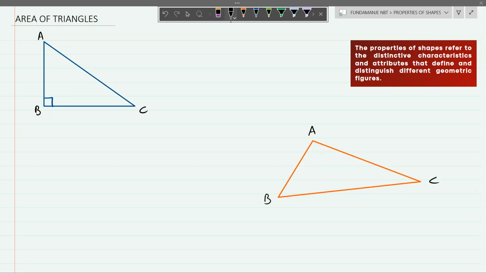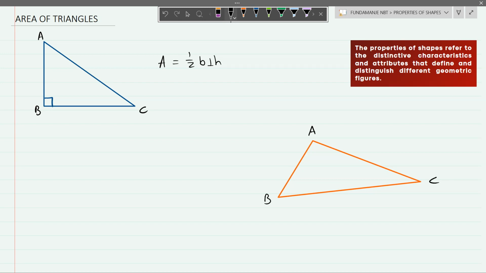Hi, in this video we want to talk about the area of triangles. Now, whenever we're given a right angle triangle, calculating the area is very straightforward because the area of a triangle will always be the half base times the perpendicular height.